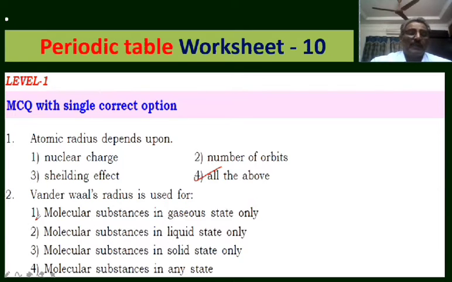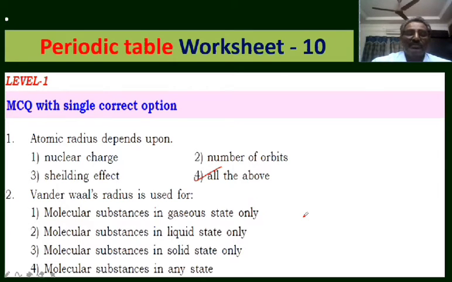Second question. Van der Waals radius is used for, the options given are molecular substances in the gaseous state only, molecular substances in liquid state only, molecular substances in solid state only, molecular substances in any state. The van der Waals radius is defined as half of the distance between the two atoms in neighboring molecules which are very close to each other.